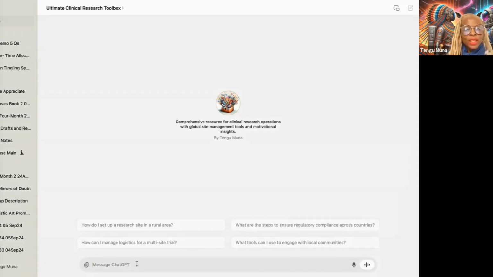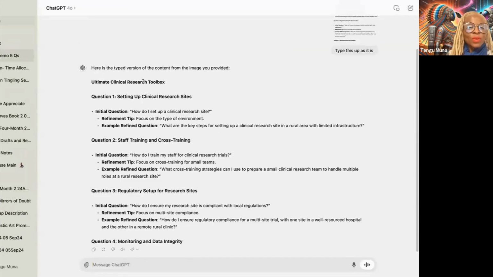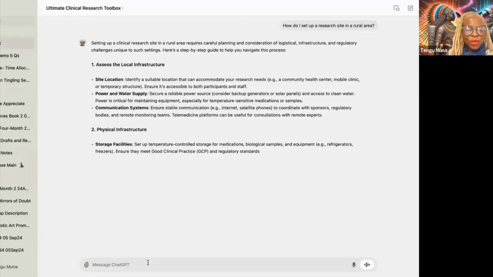We will start with a question and then refine it further. And there are going to be areas that we're going to be exploring in how to set up, manage, and run a clinical trial site anywhere on the planet. I will start by grabbing the first question, which is how do I set up a clinical research site? Let's go in here and pop it in the chat.